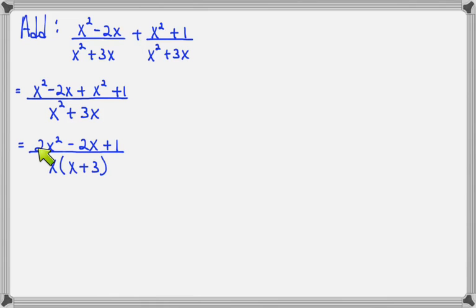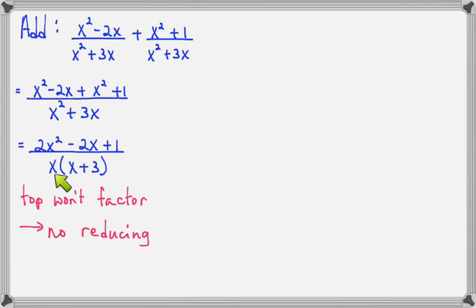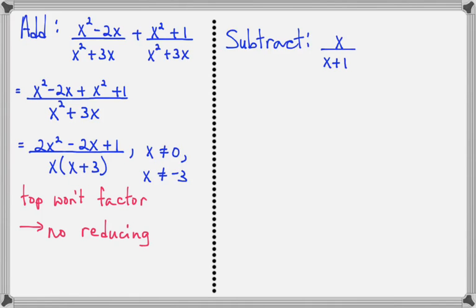Now, we need to figure out if this top will factor, because it is a trinomial, and it kind of looks like it might, but if you start working on it, you'll see that you can't get the middle term to come out right. So the top will not factor, and that means we won't have any reducing to do here. But we do need to specify that the denominator cannot be 0, so that means x cannot be 0, and x plus 3 cannot be 0, therefore x cannot equal negative 3.